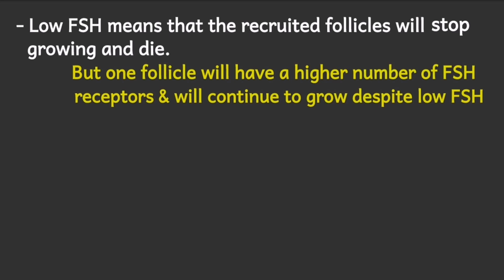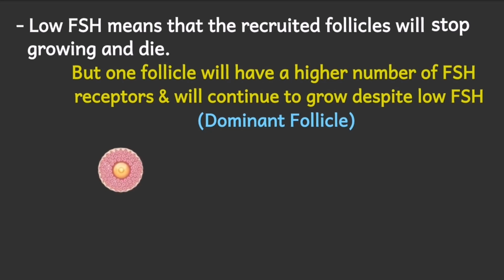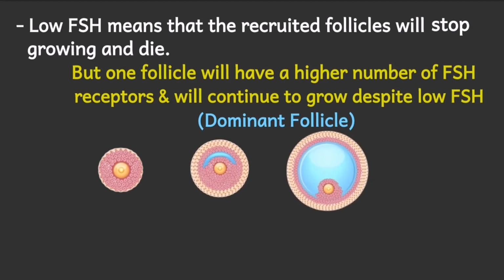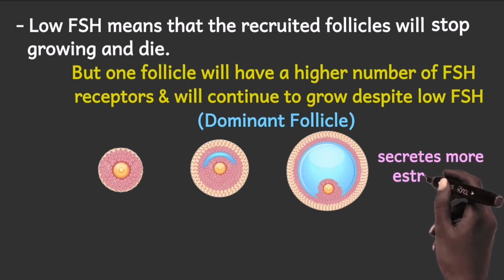That surviving follicle is known as the dominant follicle. And so this is how it begins. It begins as a primordial follicle, just like its colleague, and then it starts growing. But when the FSH level drops, it will still continue growing to maturity because it has a high number of FSH receptors. Now, this follicle secretes more and more estrogens towards the end of the follicular phase.